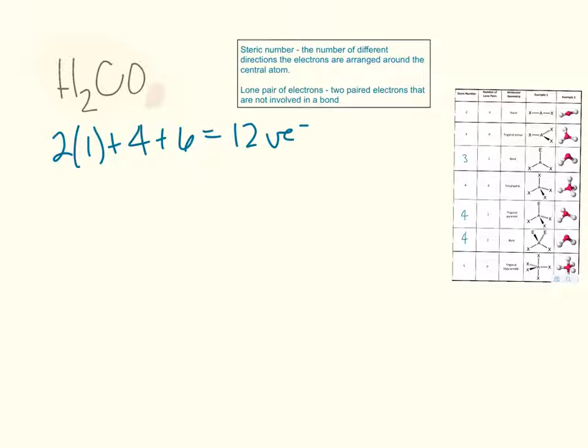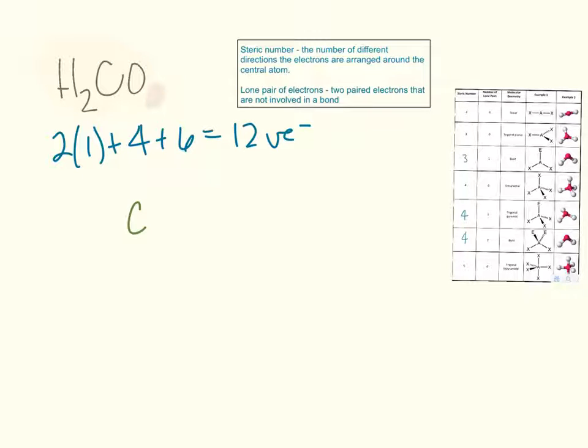And my number of valence electrons is going to be, hydrogen has 1 valence electron, so that's 2 times 1, plus 4 for carbon, and 6 for oxygen, so that's 12 valence electrons altogether. Hydrogen cannot be a central atom because it can only make one bond. It only has the one s orbital. It doesn't have a p, so it can't hold 8 electrons. So carbon will be my central atom.